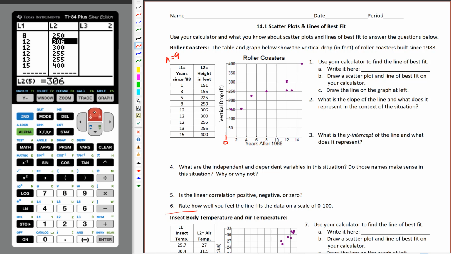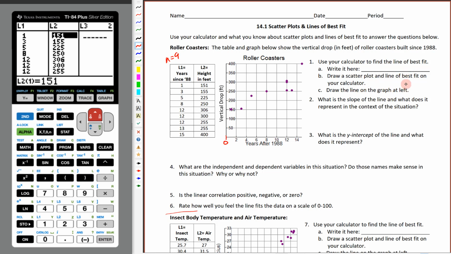Got 12, 300, 12, 306, 8, 250. Always a good idea to double check here. It's well worth it. You're going to get really frustrated if you don't double check and make sure you've got the right numbers. So it says use your calculator to find the line of best fit and write it right here.